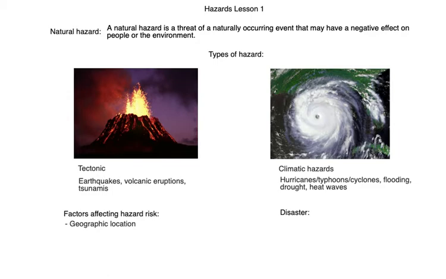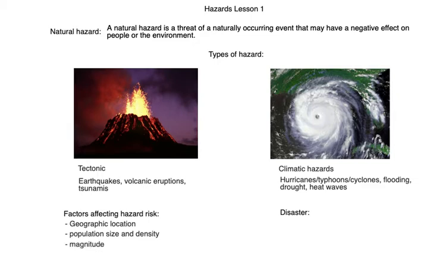Now, another factor is population size and density. So how big a city or country's population is, and also how densely populated a place is, so how crowded it is. You might have guessed that the higher the population density, or the bigger the population, or the more crowded a place is, the higher the hazard risk that place will have, because there are more people in harm's way.